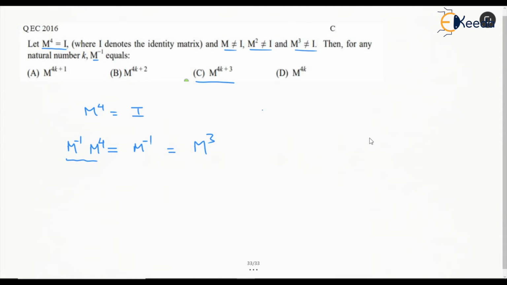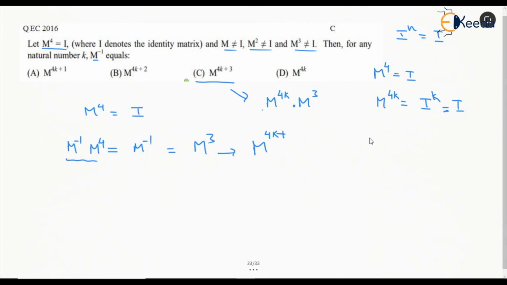So can we write this as M to the power 4k into M cube? And we know that M to the power 4 is I. So if M to the power 4 is I, M to the power 4k will be nothing but I to the power k, which will be simply I, right? Any power raised, because I to the power n is always I. So that means instead of M cube we can also write it as M to the power 4k plus 3. So this is going to be the solution.